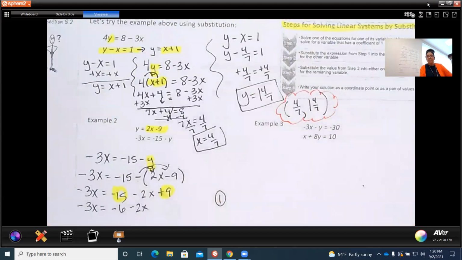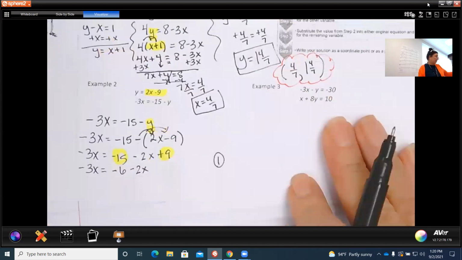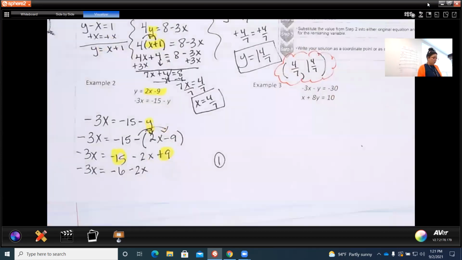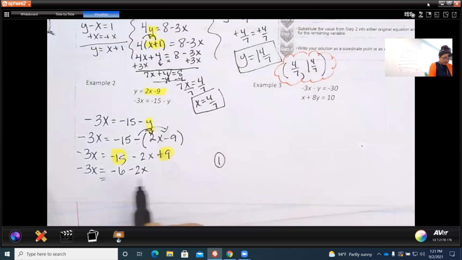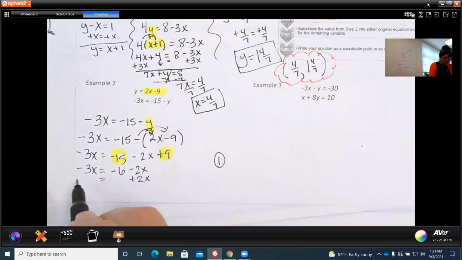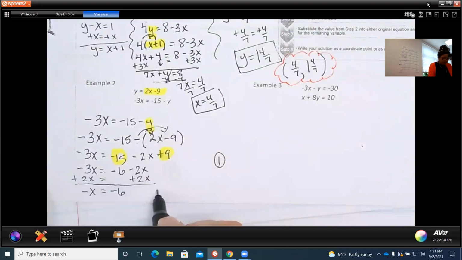Now I have x's on both sides of the equation. I want to get them on the same side. So I can either move the negative 3x over to the right, or I can move the negative 2x to the left. What do y'all want to do? Okay, so how am I going to move negative 2x over? Add it. What's negative 3x plus 2x? Negative x equals. So if negative x equals negative 6, what does x equal? 6.